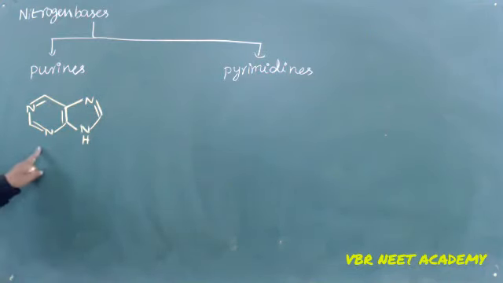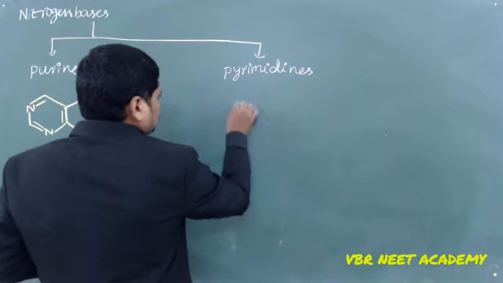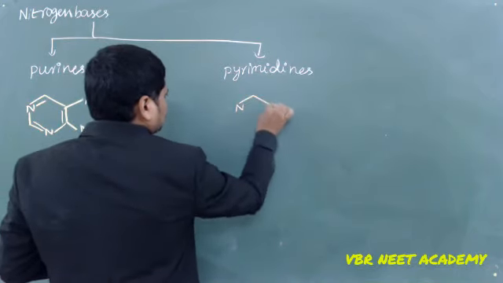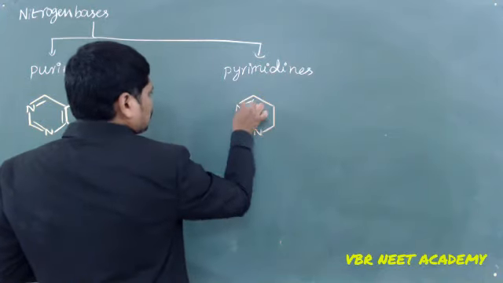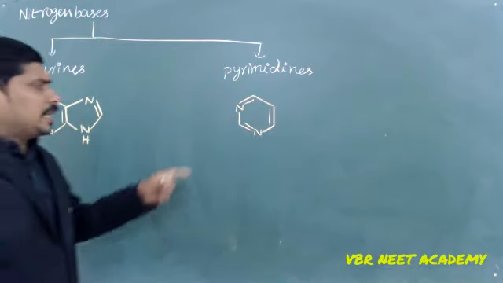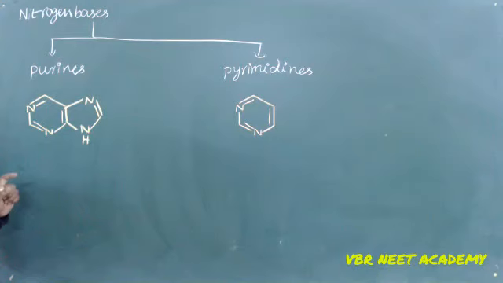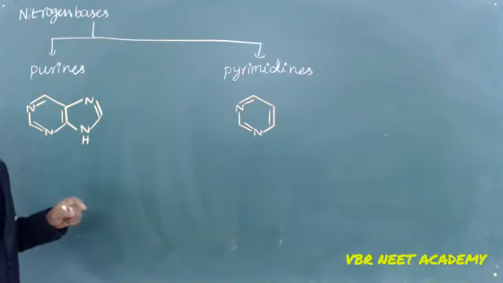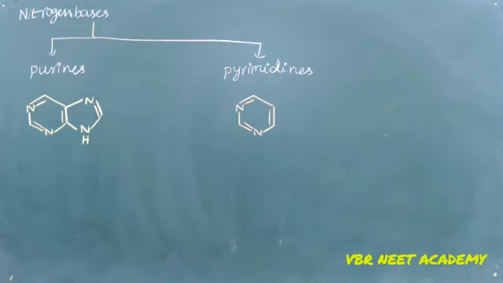This is the purine ring. So the derivatives of this purine ring are called purines, and this is called the pyrimidine ring. Derivatives of this pyrimidine are called pyrimidines. So what purines do we have? A and G, adenine and guanine.